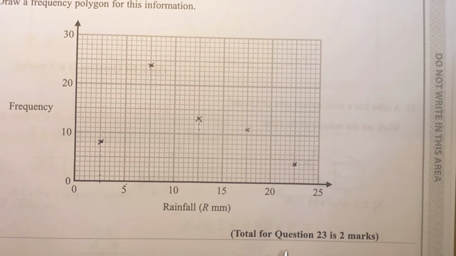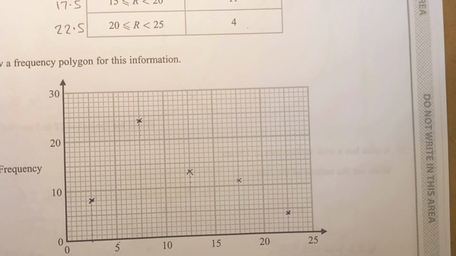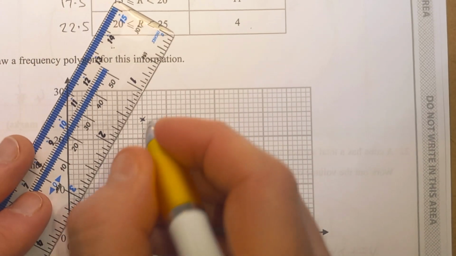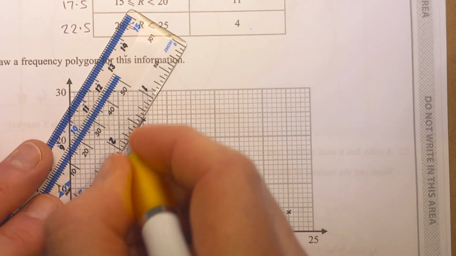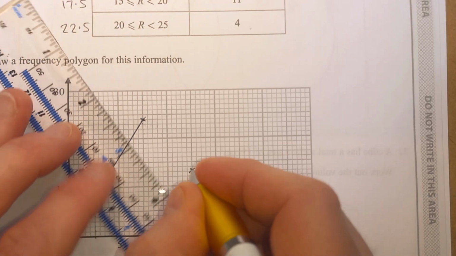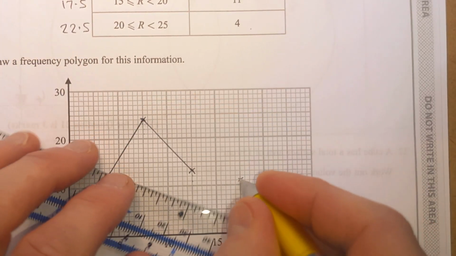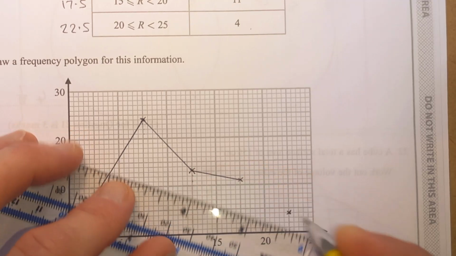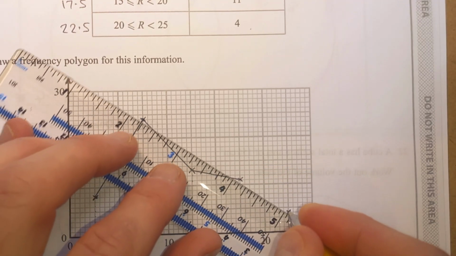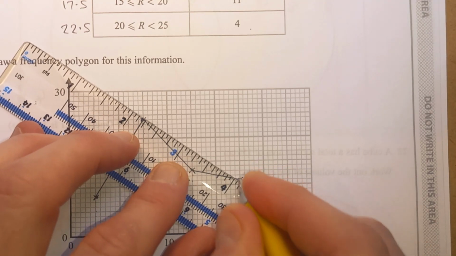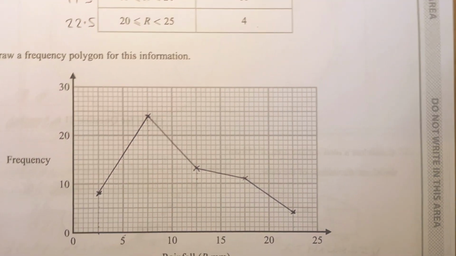Then for a frequency polygon, it's a bit like a line graph. We join our points together with a straight line between each point next to each other. And there we go.